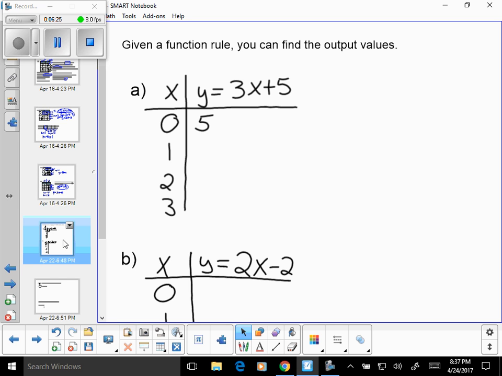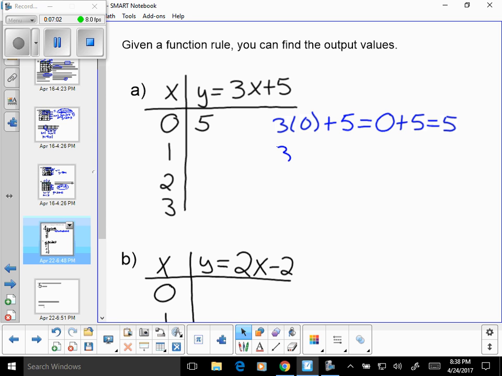The other thing they're going to do in today's lesson is something that you have done in the past. They are going to give you the values they want, the input values, in this case 0, 1, 2, 3. They want the output values, and they're going to give you the function. And in this case, our function rule is 3x plus 5. I substitute. What I've done is taken 3 times 0 plus 5. Well, 3 times 0 is 0 plus 5 gives me 5, and that's what I put in the blank, or in the box, or in the table.